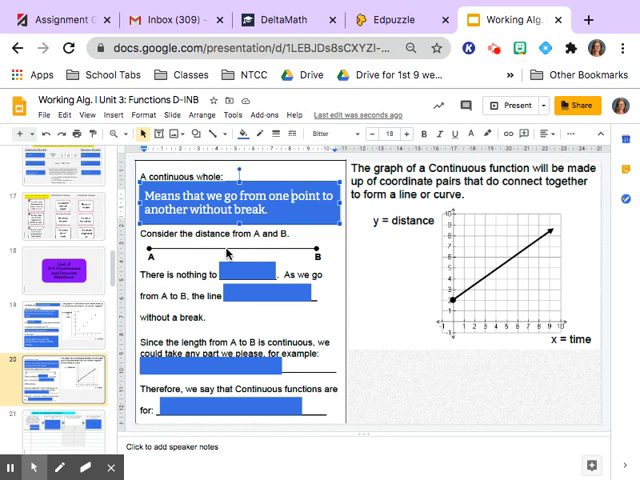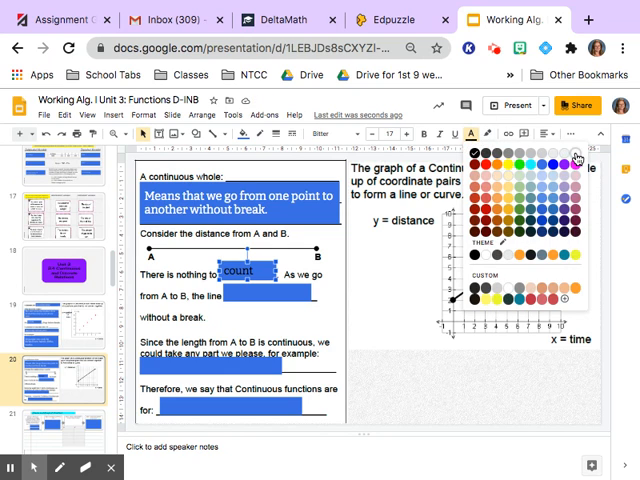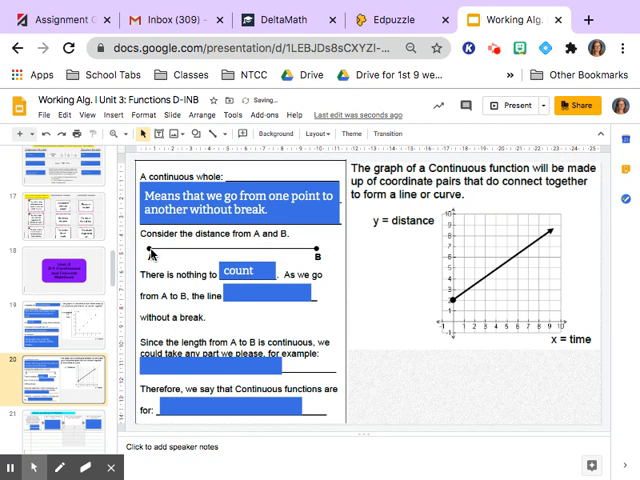Consider the distance from A to B. So think about going from point A to point B. There's nothing to count. We can't count, like we can count miles, we can count centimeters, we can count inches, but there's nothing to count as we go. There are no points along the way, right? We can't count the number of points. How many points are along this line?